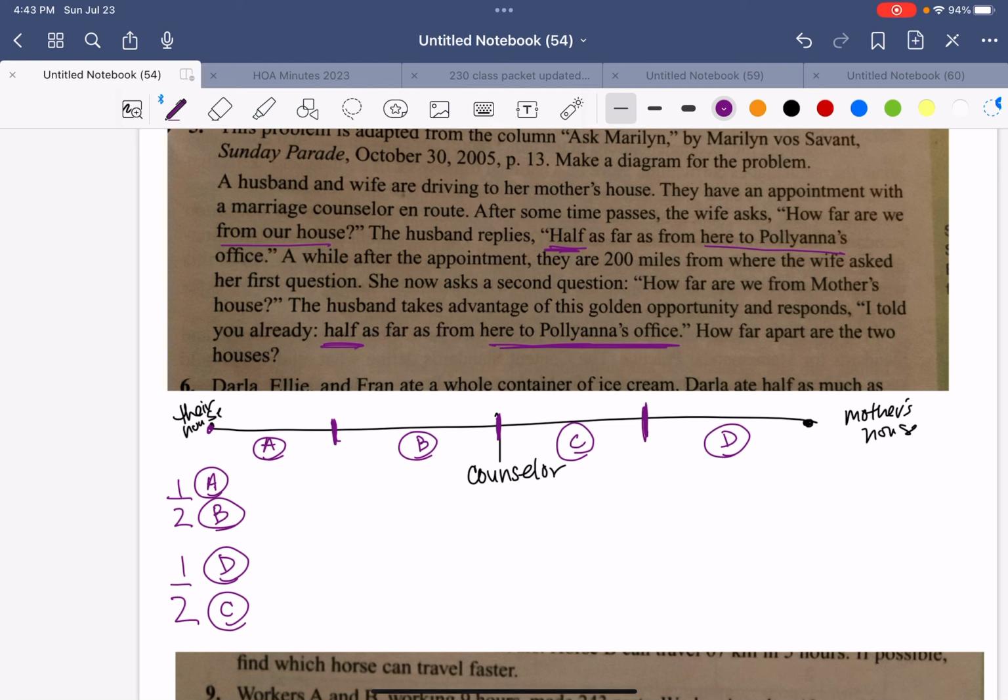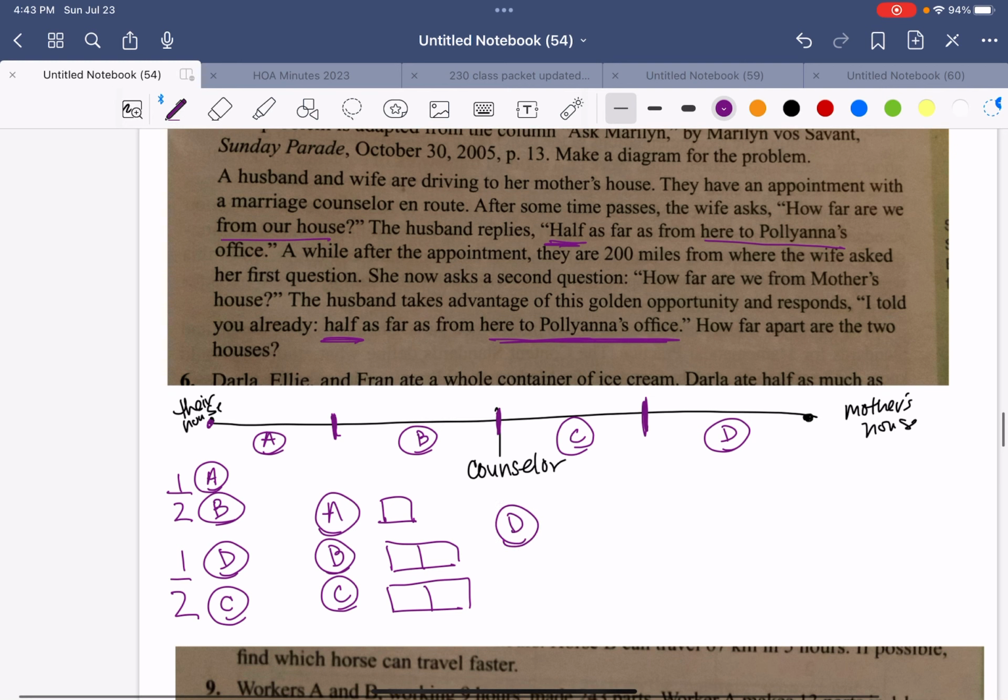So that means, in the grand scheme of things, you're giving A 1 box, B 2 boxes, C 2 boxes, and D 1 box.